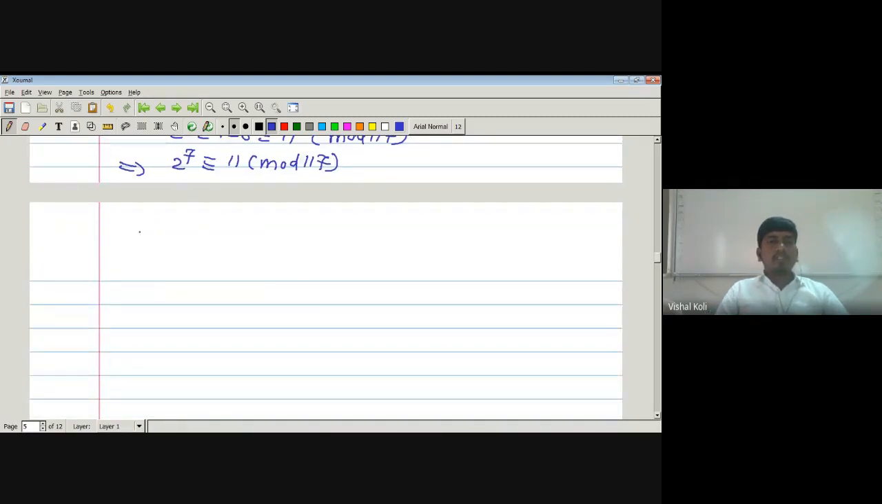That is, a to the power k is congruent to b to the power k modulo n, which implies (2 to the power 7) to the power 16 is congruent to 11 to the power 16 modulo 117. This can be written as 2 to the power 7 into 16 congruent to 11 squared raised to 8 modulo 117.